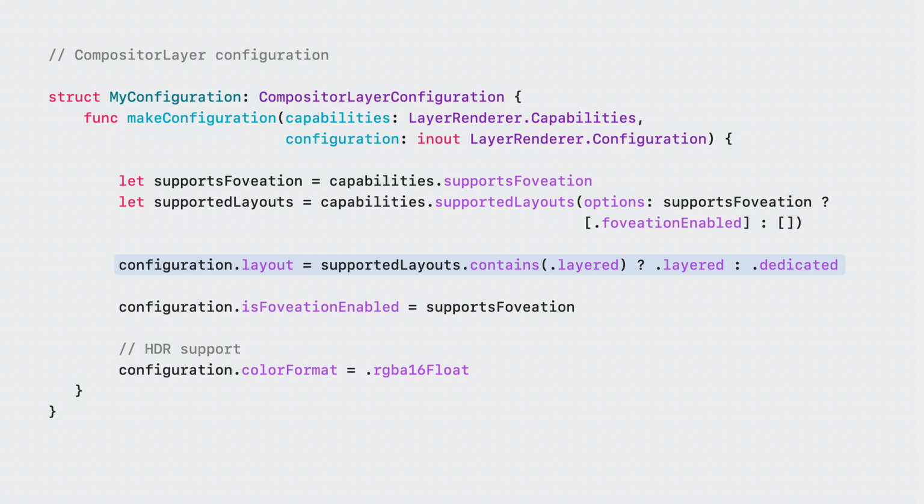In some devices, like the simulator, where the compositor only renders one view, layered won't be available. For foveation, set it to true if the device supports it. And finally, set the color format to RGBA16 float to be able to render HDR content.